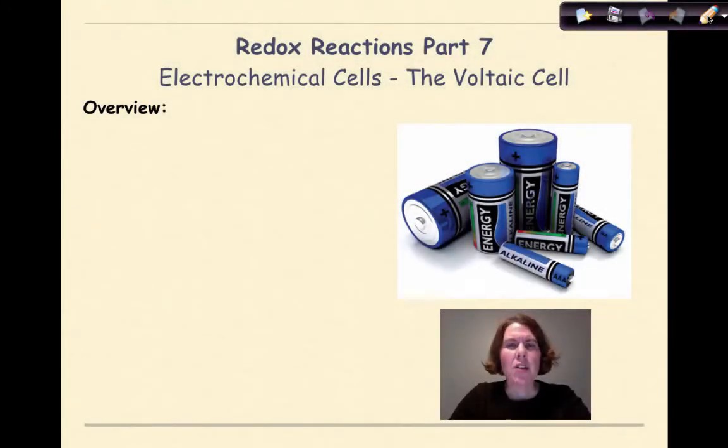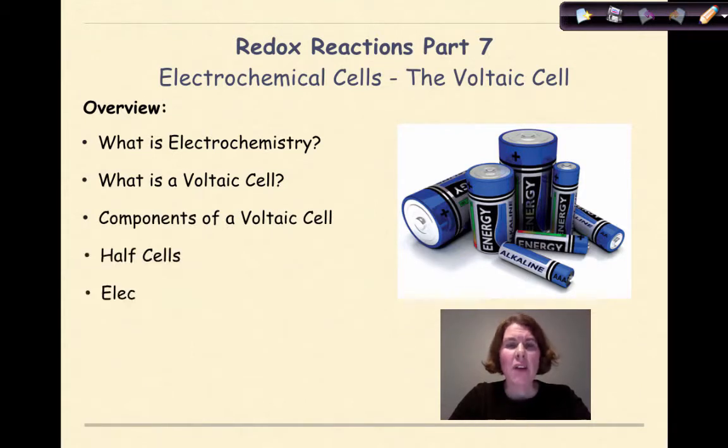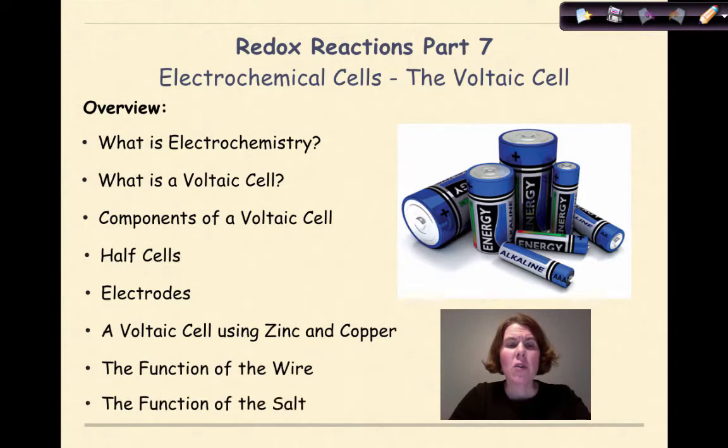My name is Dr. English, and today we're going to be talking about electrochemical cells, specifically voltaic cells. So today we're going to look at what is electrochemistry, specifically what is a voltaic cell, the components of a voltaic cell, half cells, electrodes, looking at a specific voltaic cell that utilizes zinc and copper, the function of the wire, and finally the function of the salt bridge.